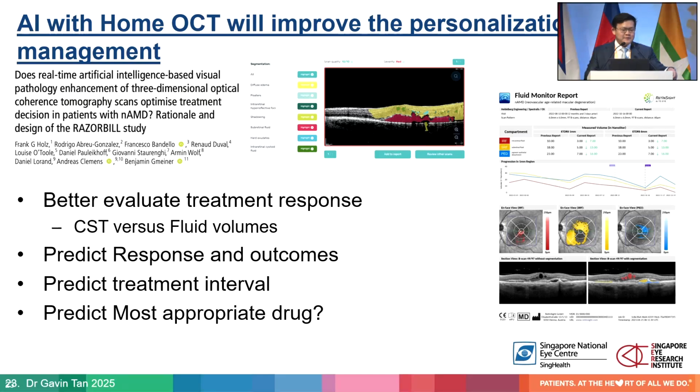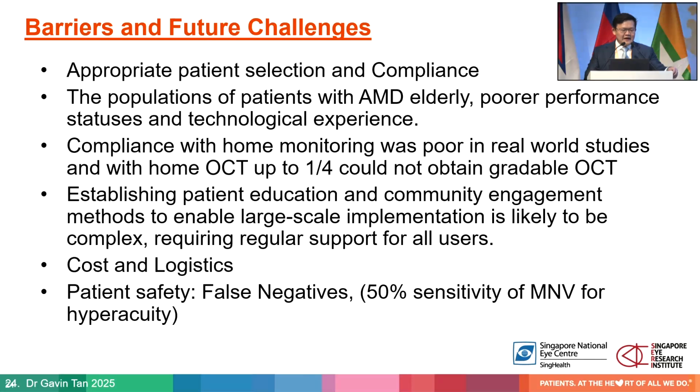I think the biggest potential is really if you have a large amount of data, you may have the potential to improve the personalization of AMD management. We always base our prediction algorithms on 1 or 2 OCT scans. If you had serial OCT scans on a daily basis over time, it would exponentially improve the amount of data you have, and that might enable us to pick up better markers for predicting all of the above: response, treatment interval, and so on and so forth. But there are still many barriers.